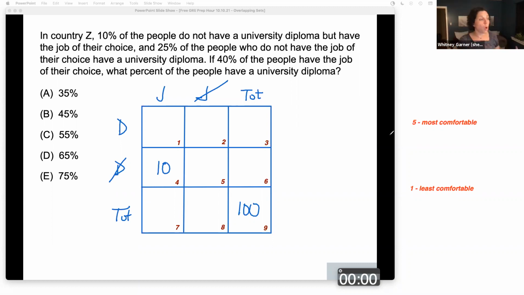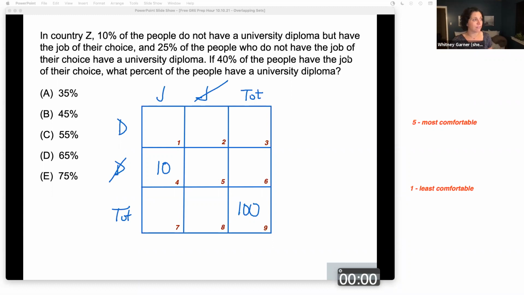Okay. 25% of the people who don't have the job of their choice. Wait. So whatever this group is right here that don't have a job of their choice, 25% of them will go here and 75% of them will go here. This sounds like that other problem. So let's jump ahead to the next piece that we can actually maybe put somewhere.